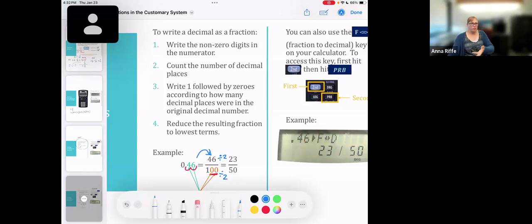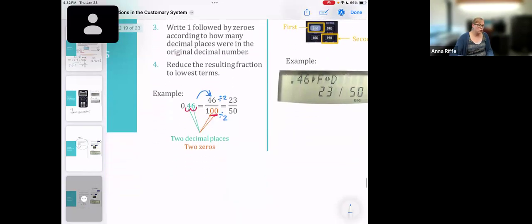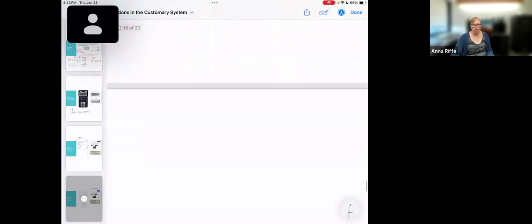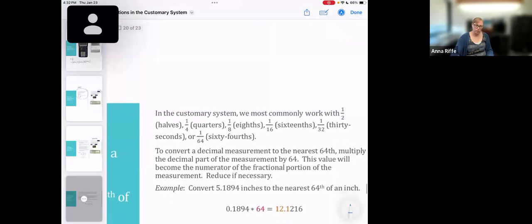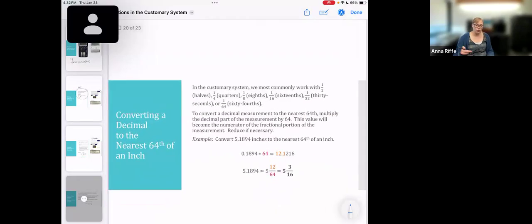I'm not going to ask that you know this process, how to change from decimal to fraction, but what I do want you to know is how to convert a decimal to what's called a measurement fraction. So let's talk about that. A measurement fraction is a commonly used fraction. It's most common to work with halves, quarters, eighths, sixteenths, etc.